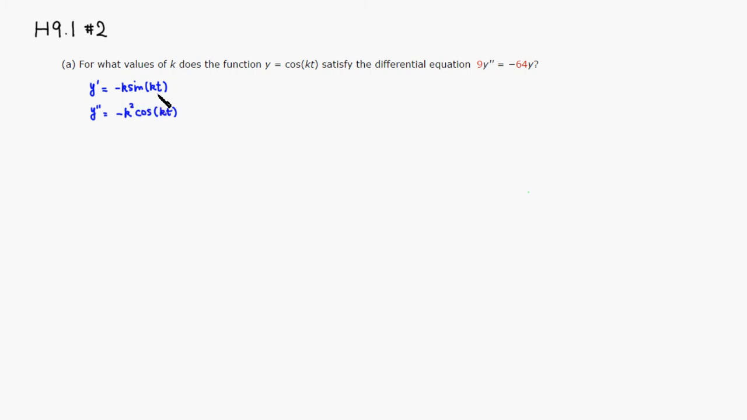Let's plug these into the differential equation so that we can solve for k. We're going to have 9 times y double prime, so it's going to be a negative k squared cosine of kt. This is equal to negative 64 times y, which is cosine of kt.